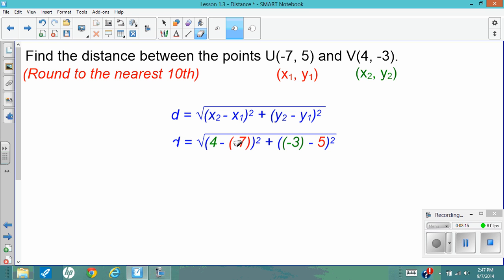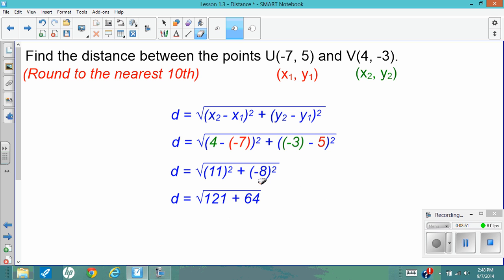So I've color-coded the numbers. The green numbers come from the x2, y2, and they go exactly where x2 and y2 are in the formula. I always plug negative values in using parentheses. The red numbers come from x1, y1, and we plug them in to where they go in the formula, and now we can start simplifying. Be sure to always write the square root symbol as we go through this until the very end, when you actually take the square root of the number.